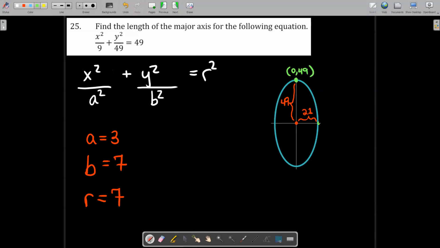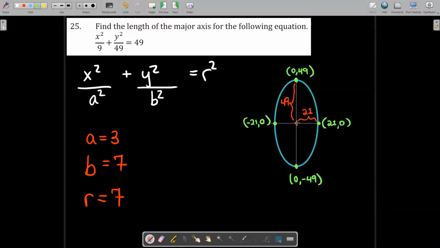This is going to be located at 21, 0. This down here is going to be the same length as this up here. So this time it'll be 0, negative 49. And over here, it will be negative 21, 0. And all we need is the length of the major axis. That would be from the top to the bottom.